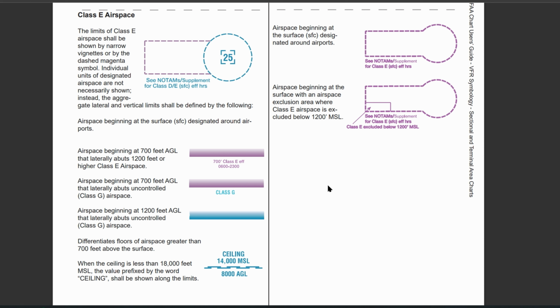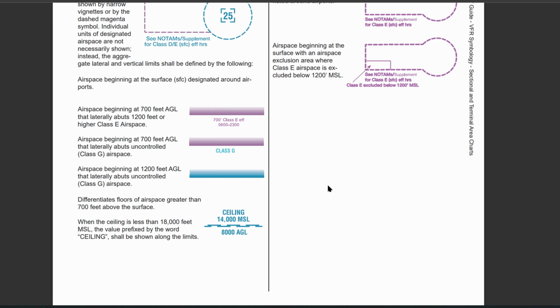You then have your shaded blue, and your shaded blue is not when you're starting at any of these 700 feet AGLs, but if you start at 1,200 feet AGL. And another requirement is that it touches Class G airspace. So again, shaded magenta if you're 700 feet starting, and then you're just going up. Shaded magenta with Class G under it if you're starting at 700, that's your surface, and then you're going up but you touch Class G. And then you're just going to be completely shaded blue if you start at 1,200 and you go up and you touch Class G, and that is all in AGL.